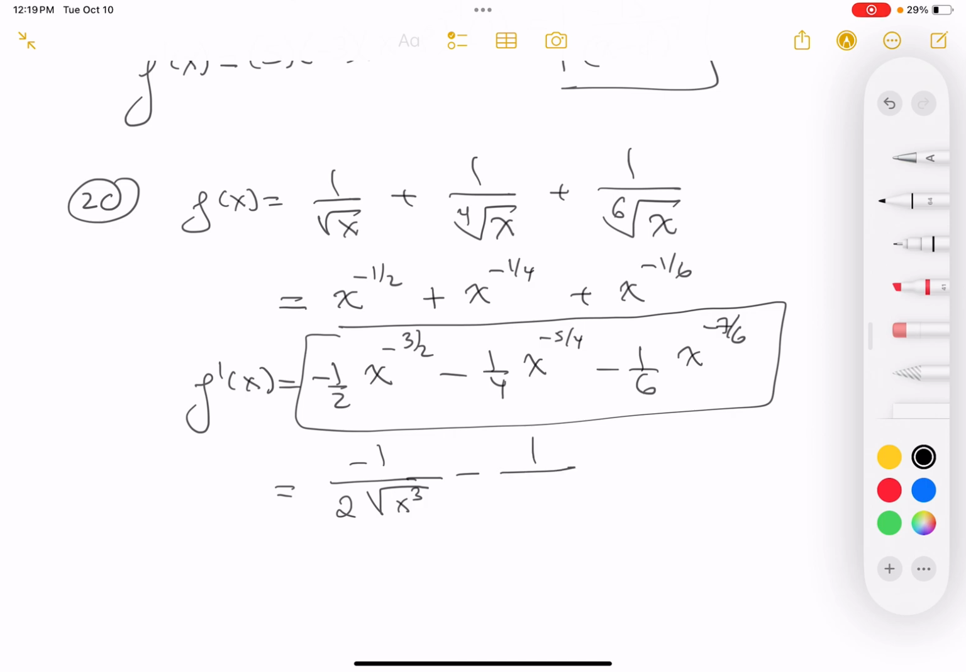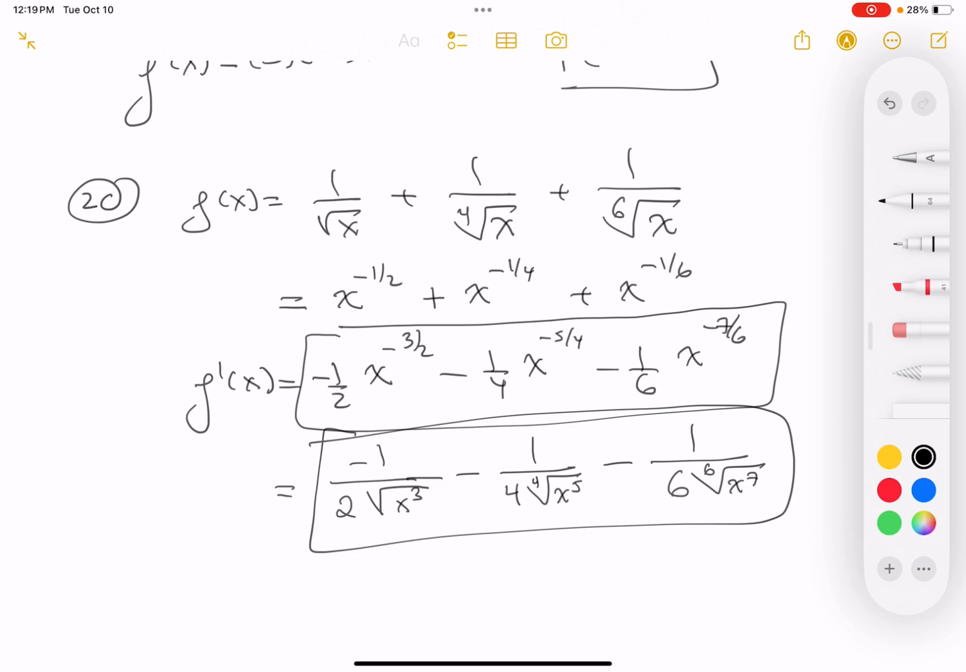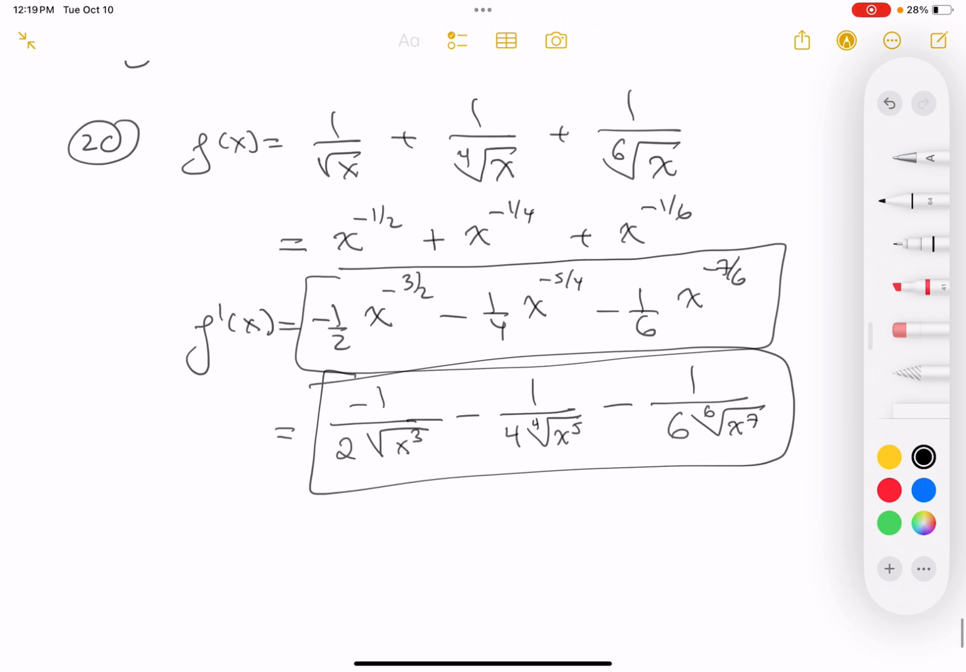Minus 1, there's a 4, and this is going to be the 4th root of x^5. Minus 1 over 6, it's going to be the 6th root of x^7. That's also a fine looking answer over there. All right, let's keep going.